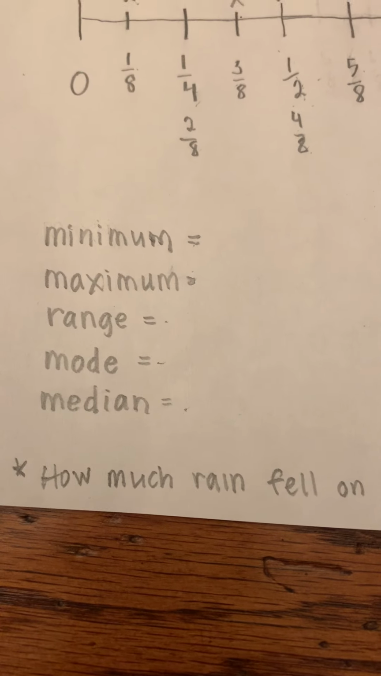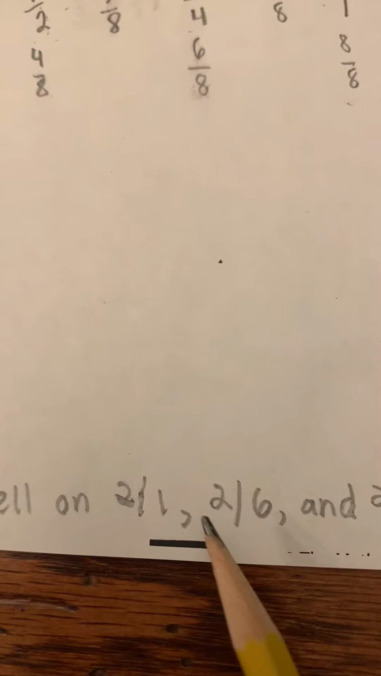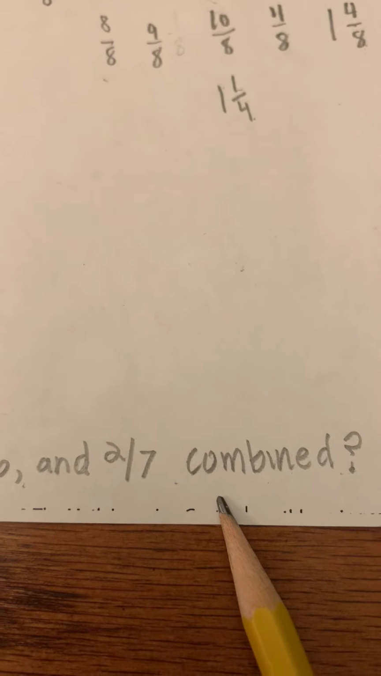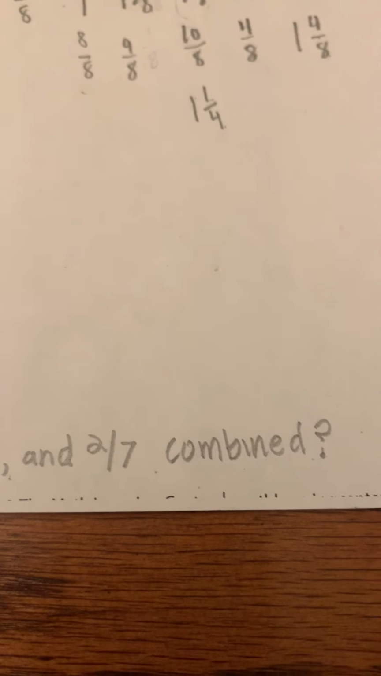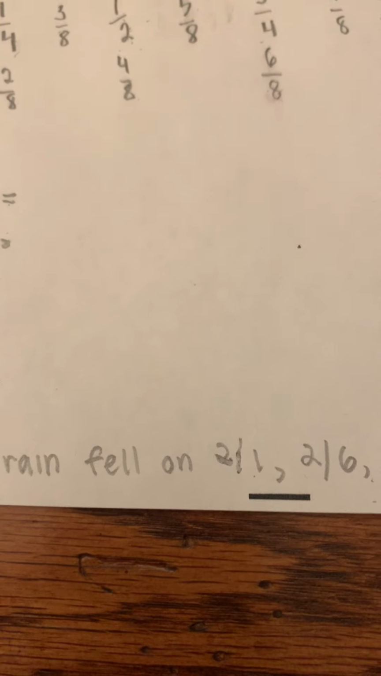And then there's this one question where you're going to be adding fractions. How much rain fell on the 1st, the 6th, and the 7th combined? When it says combined, that means total. And if I'm looking for a total, I'm adding it together. So 3 fractions, adding them together. Good luck, friends.